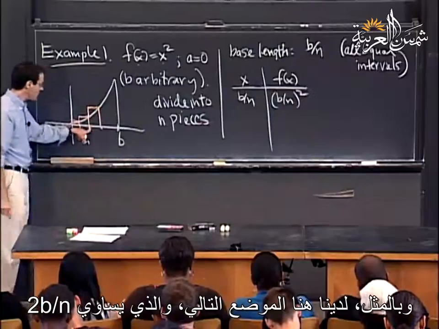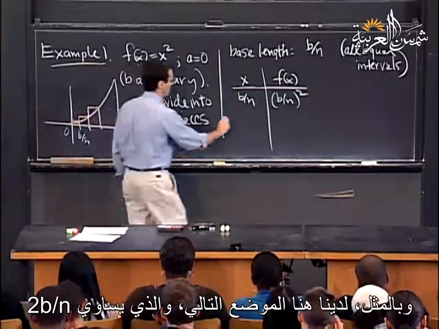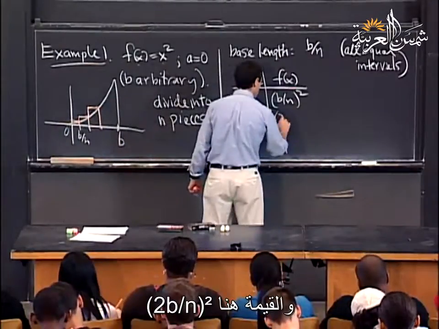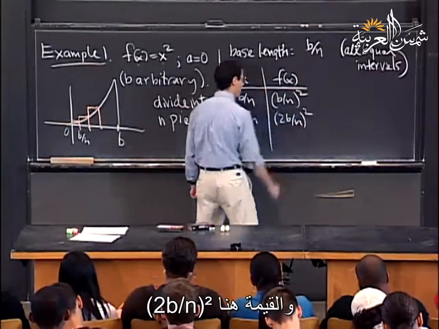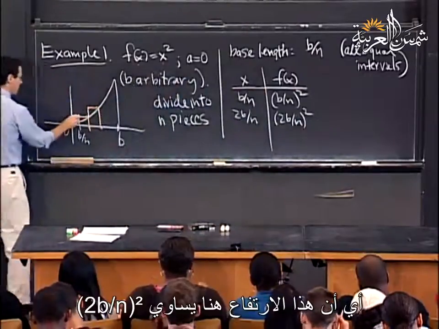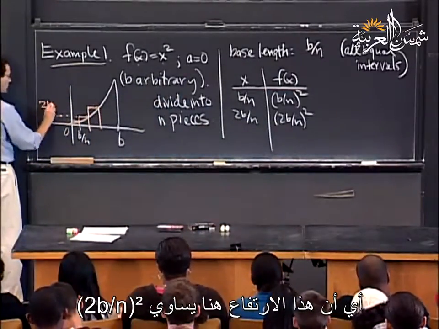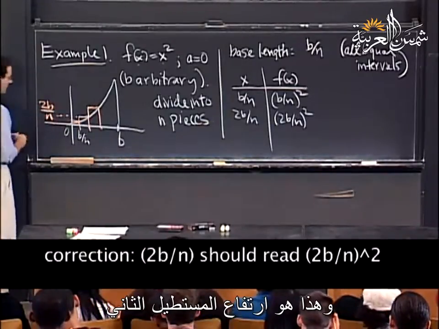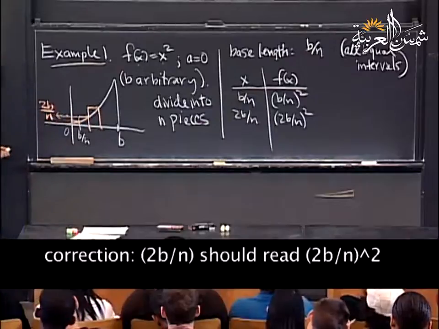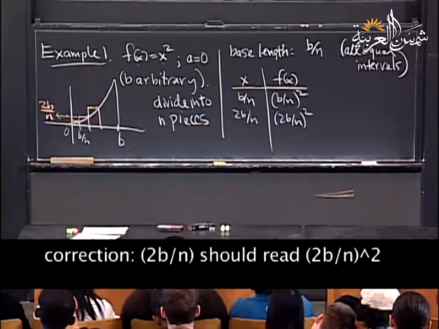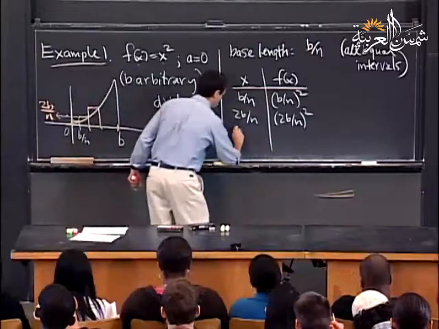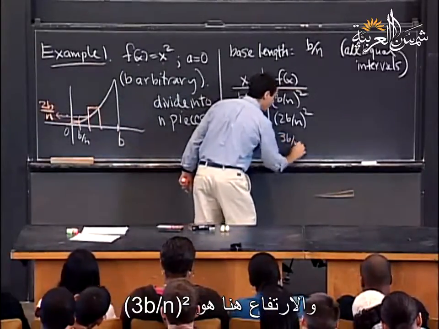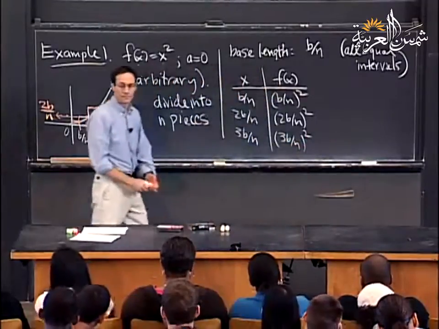And similarly, the next one is 2b over n. And the value here is 2b over n, the quantity squared. Right? That's this height here is 2b divided by n. That's the second rectangle. And I'll write down one more, 3b over n. That's the third one, and the height is 3b over n, the quantity squared. And so forth.